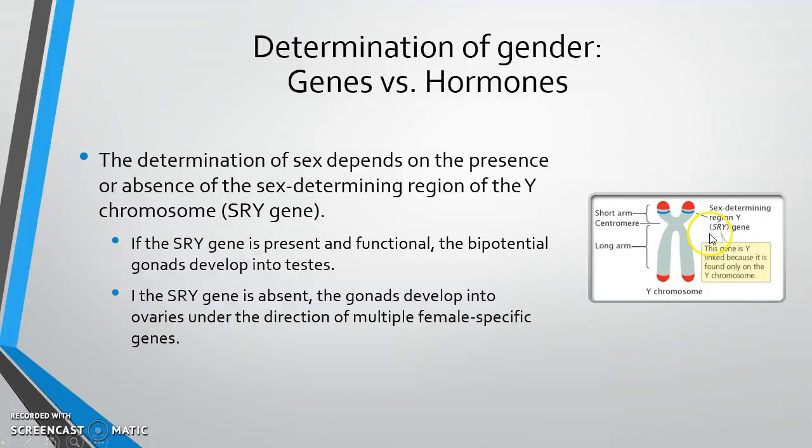If the SRY gene over here is present and functional, the bipotential gonads will develop into testes. So it will guide it into male development. Now, if this SRY gene is absent, the gonads will develop into ovaries under the direction of multiple female-specific genes.